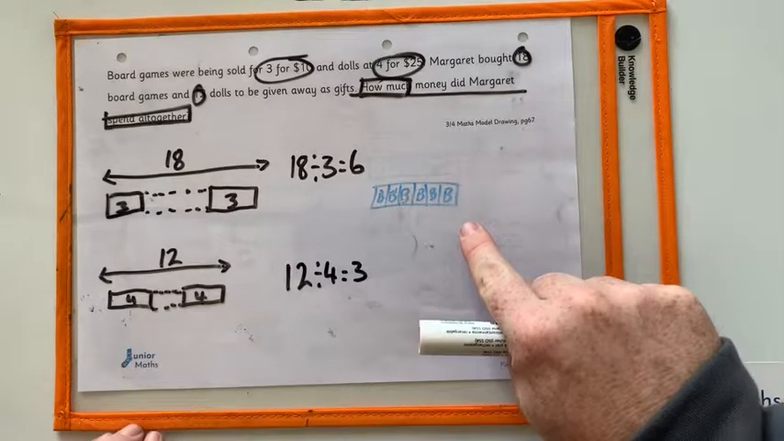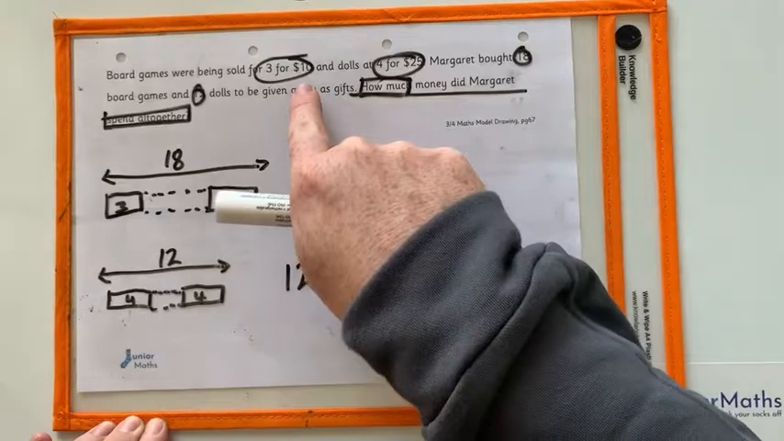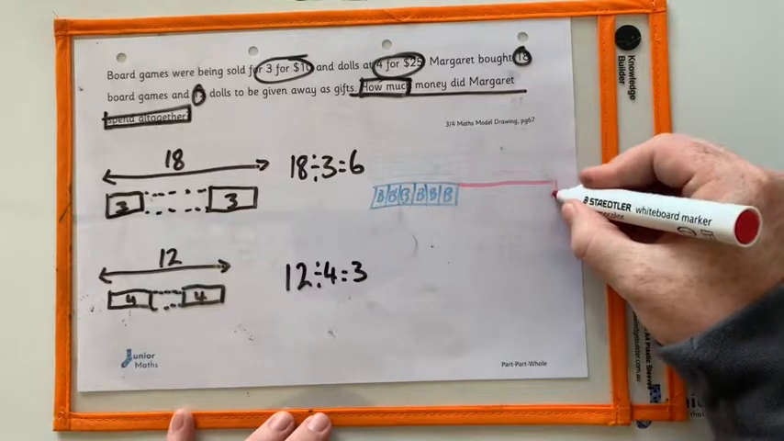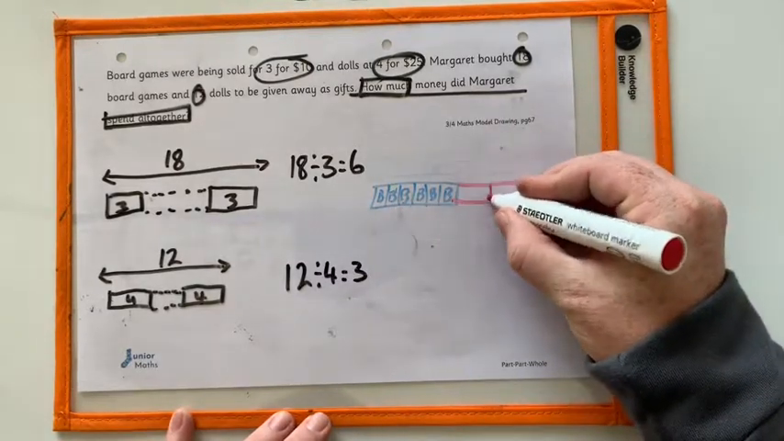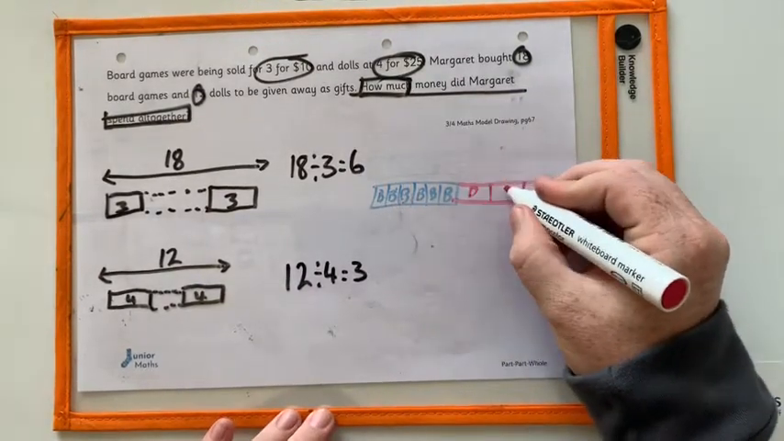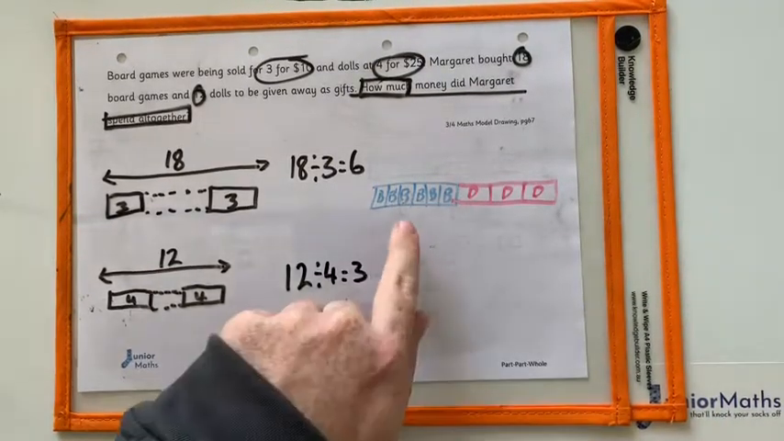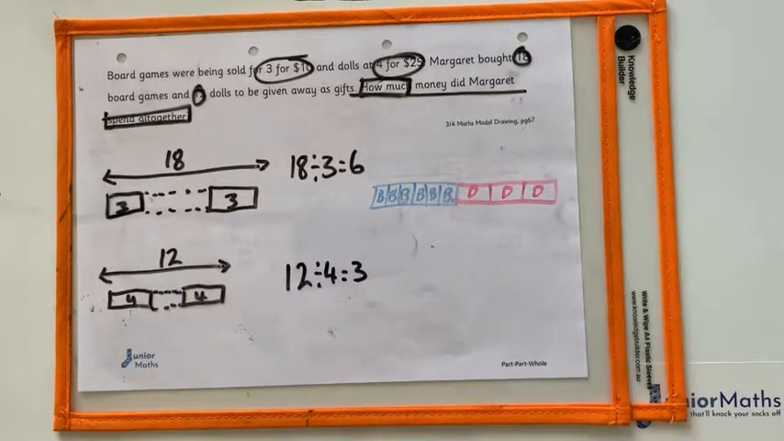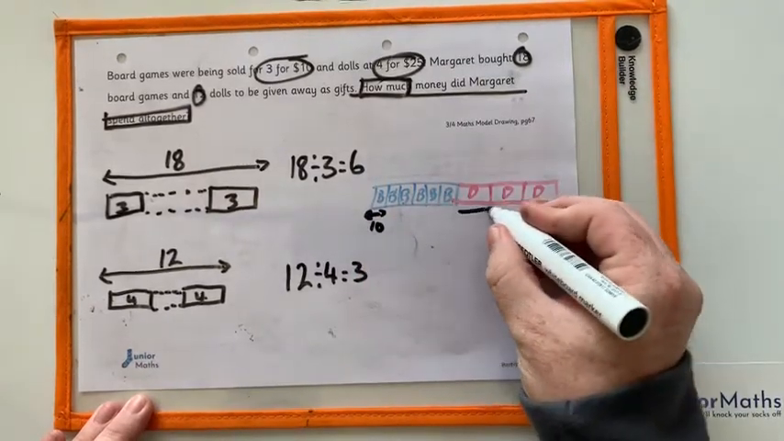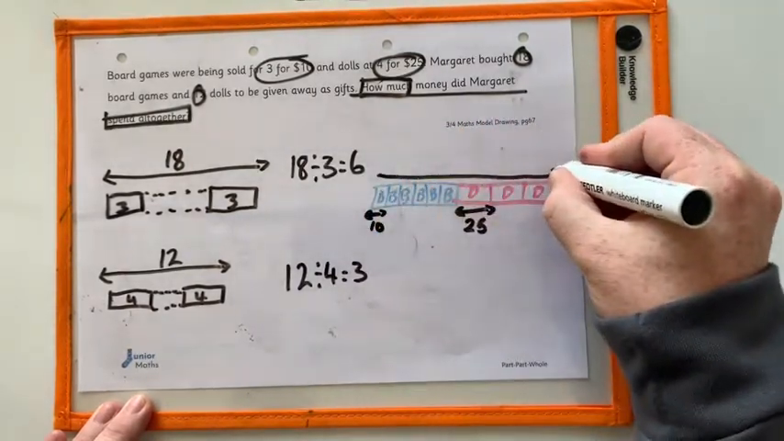Now, when I draw the dolls, they will need to be roughly 2.5 times the size, because 25 is 2.5 times bigger than 10. So we do still want to, where we can, ask students to demonstrate their understanding that that is a bigger number, proportional to what you've drawn here. So the board games cost $10, and the dolls cost $25, and we need to find the total.